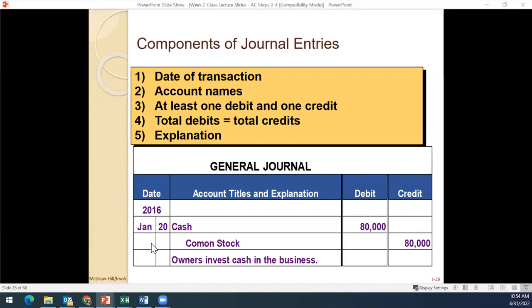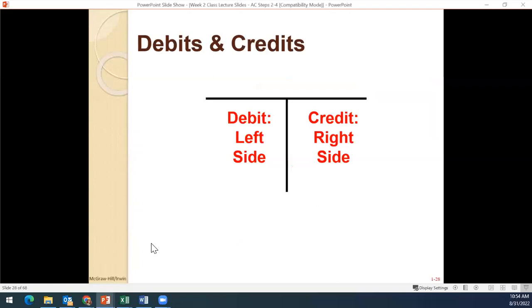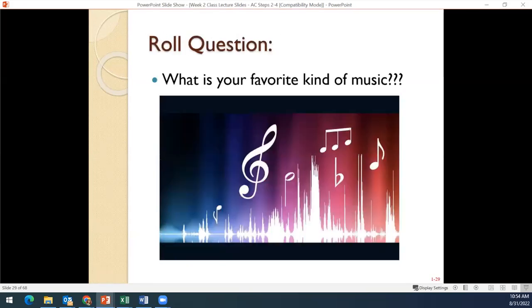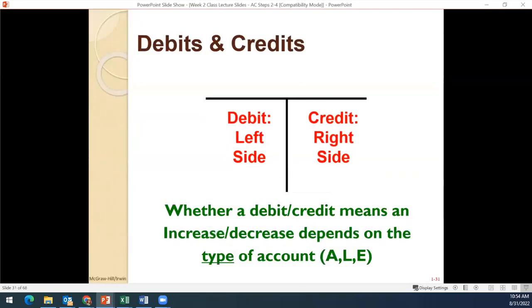Now, it really does mean more than that, but what debits and credits mean is different depending on the account type. Whether a debit or credit means increase or decrease depends on the type of account. Sometimes it means increase, sometimes it means decrease, and it all depends on the type of account.